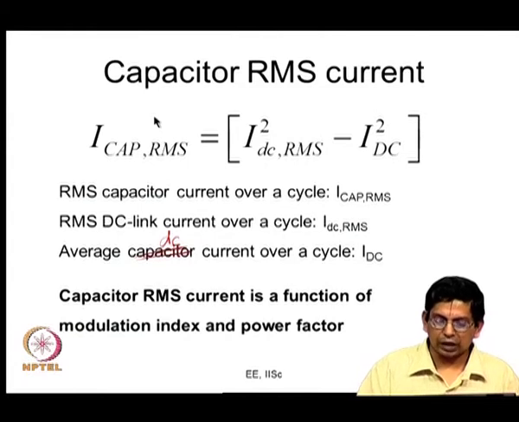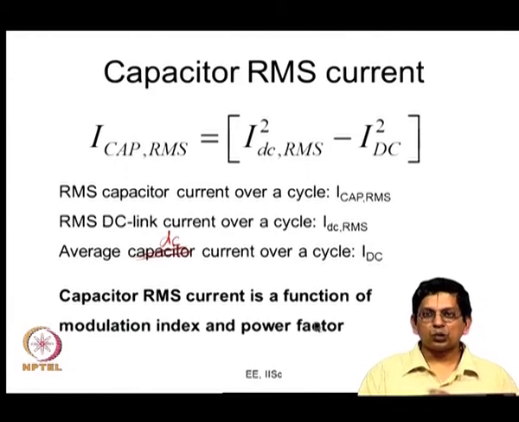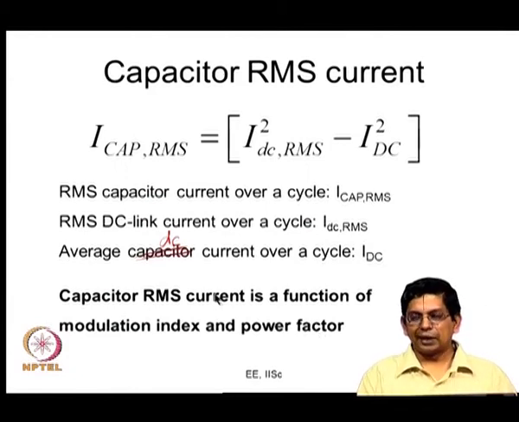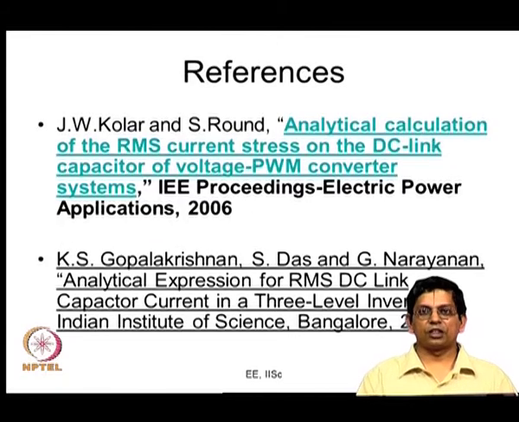So, this way you can calculate it, and you can see that both of these are functions of modulation index, load current amplitude and power factor. So, the capacitor RMS current is a function of modulation index, power factor and the load current amplitude. It is possible for you to derive closed form expressions. It is a little difficult to do here, but you can sit and do it yourself. The major steps we have covered here, and to help you there are these references.